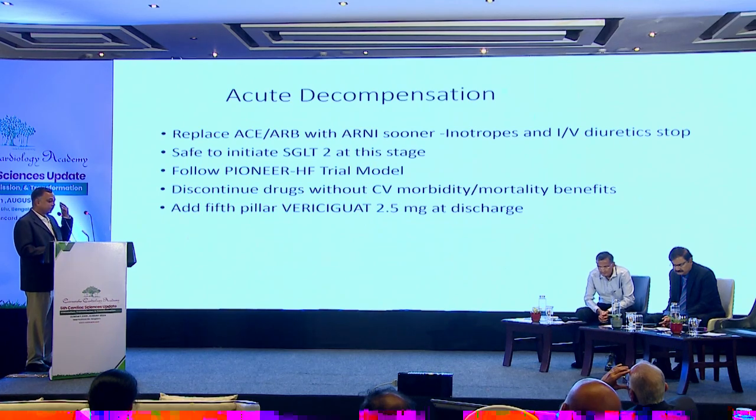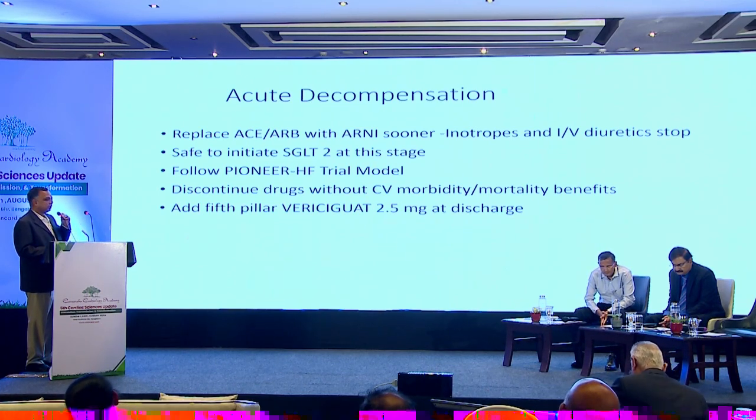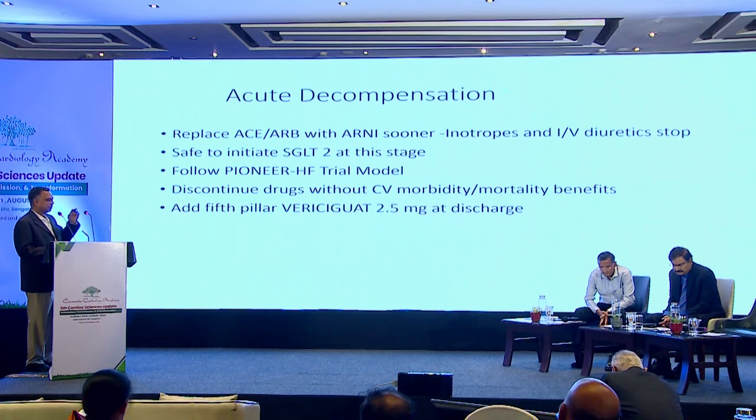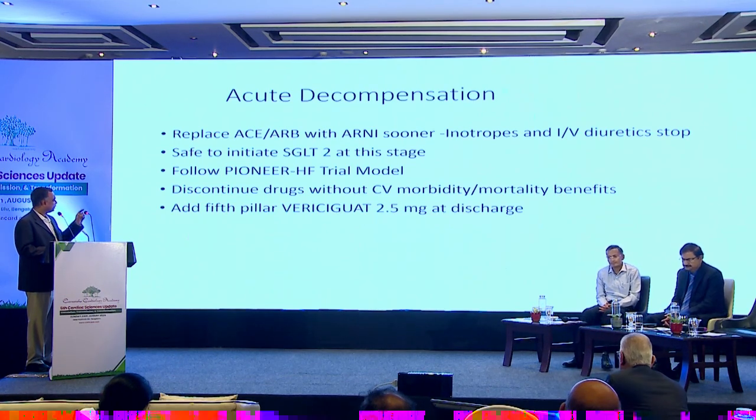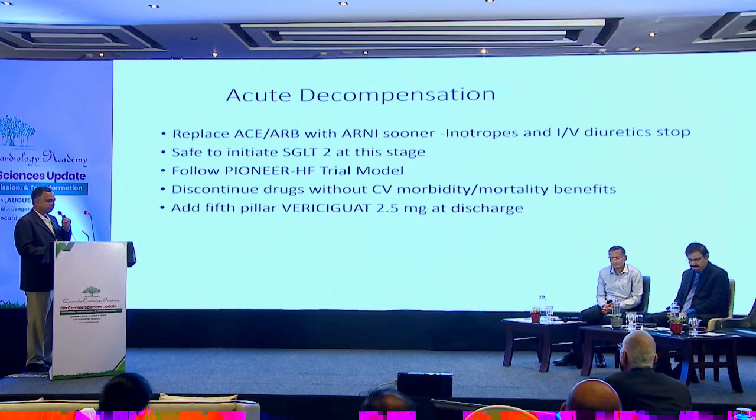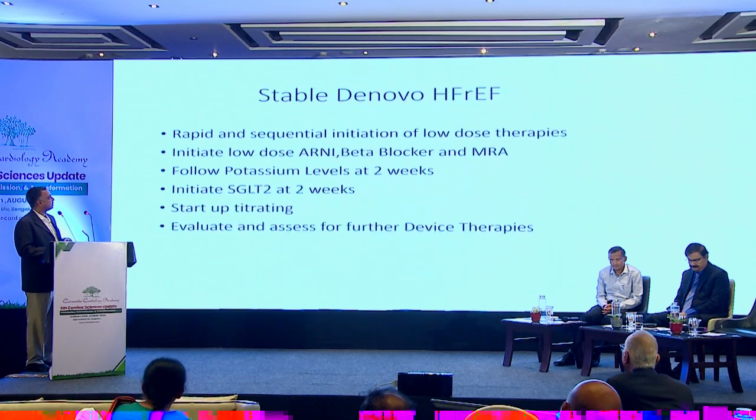If you have a decompensated heart failure, just follow Pioneer heart failure model, replace ACE-ARB with ARNI sooner when the inotropes and IV diuretics have stopped. Safe to initiate SGLT2 which kick in with diuretic effect. And if your patient is very sick, you can add in the 5th pillar which is coming up, that is the vericiguat at 2.5 milligram, and you can escalate the doses. Because vericiguat has proven to be of big benefit in sicker patients of heart failure.